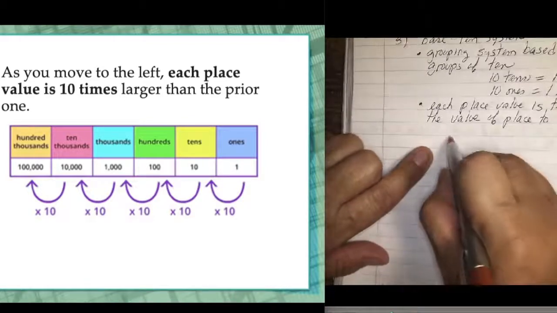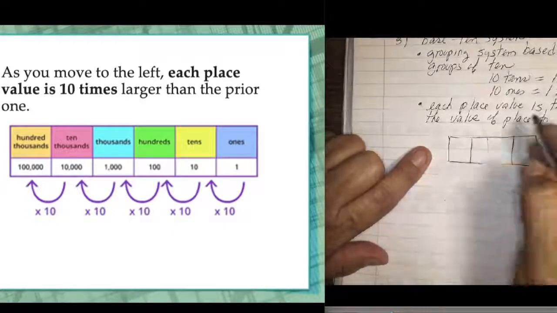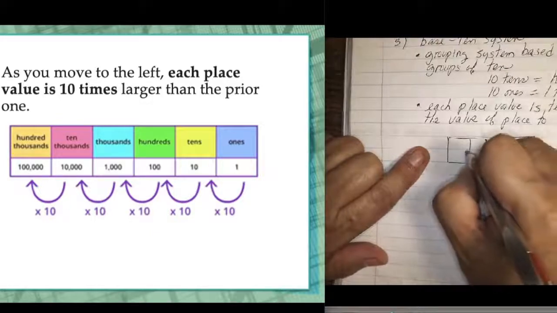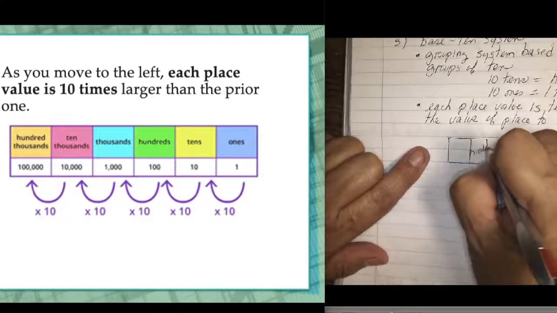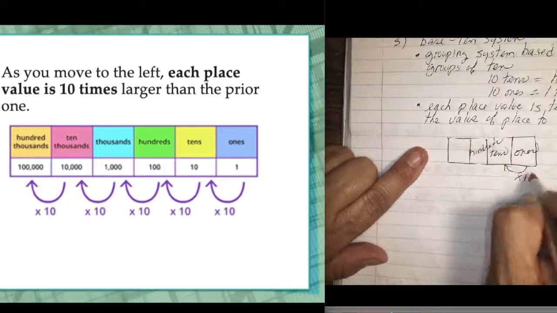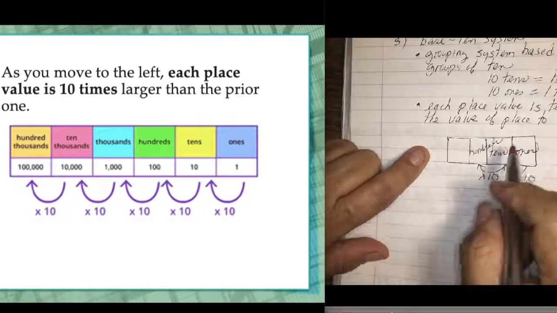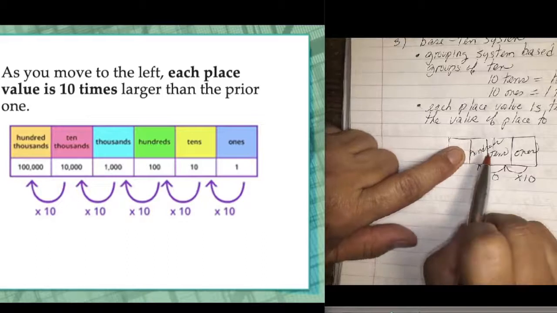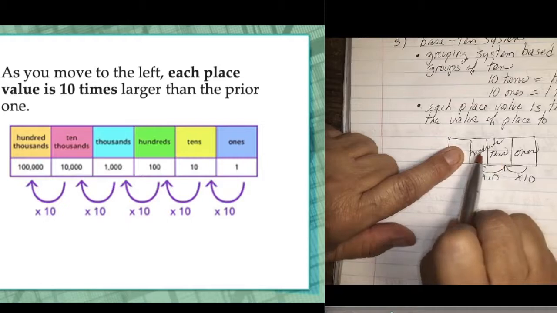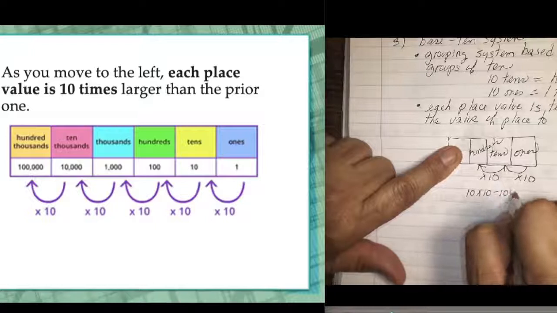Okay, so I'm just going to quickly do a couple of columns here. So here I have my ones, tens, hundreds, and that's enough. As I move to the left, I am multiplying by 10. So 100 is bigger than tens. It's 10 times bigger because 10 times 10 is 100.